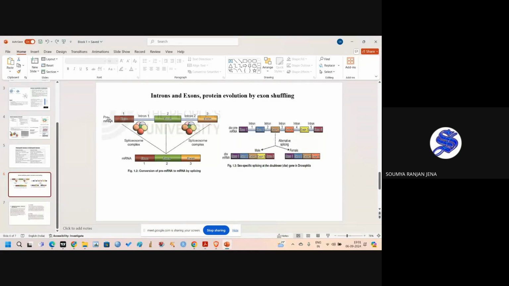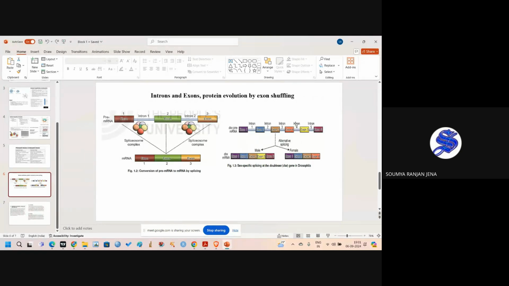Then DNA is converted to a pre-mRNA complex, and this pre-mRNA contains both introns and exons. These introns are removed by the spliceosome complex to form a mature mRNA. And how does this exon splicing occur? In alternative splicing, exons 1, 2, 3, 5, 6 are spliced to form the male species of Drosophila, and splicing means removal of introns.